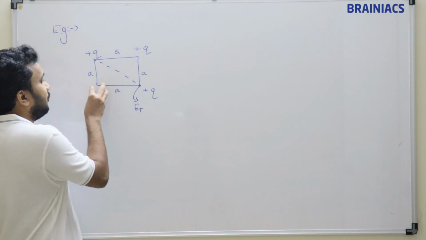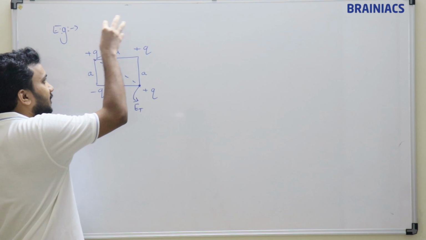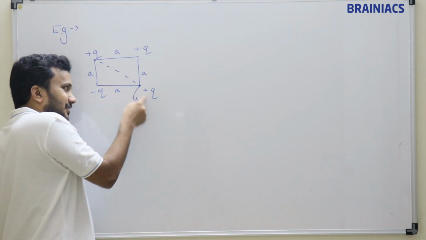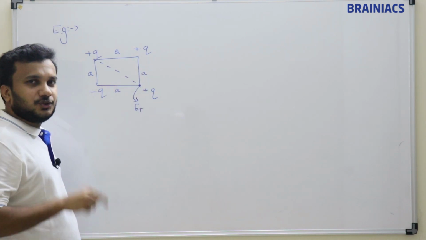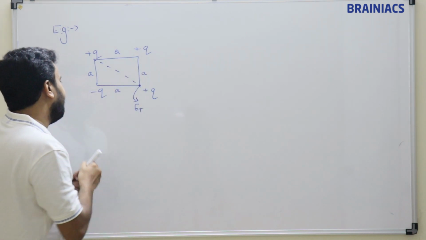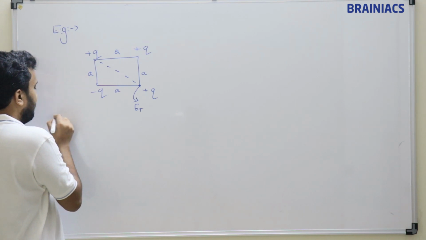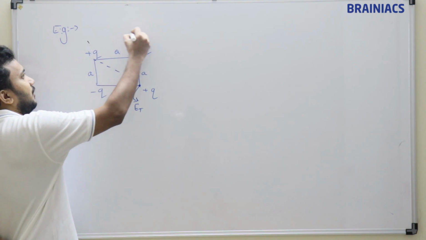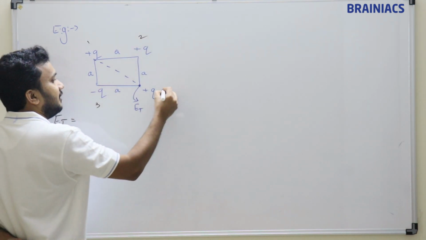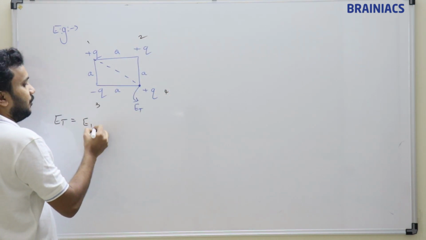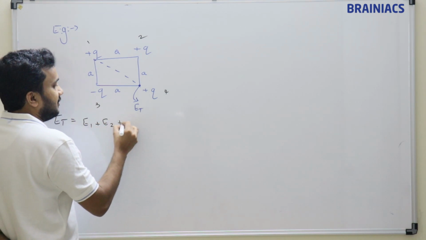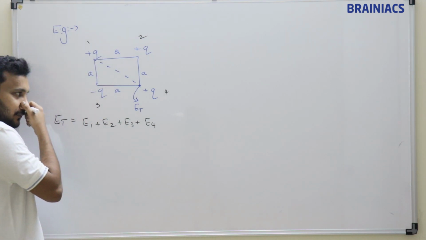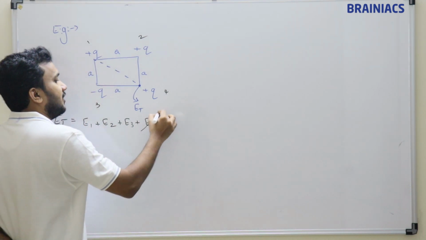Electric field due to minus Q, electric field due to plus Q, electric field due to plus Q, electric field due to plus Q. This plus Q charge is at this point itself. So what are the equations of electric field? Now I'll say the total electric field intensity will be equal to, this I am giving as 1, 2, this is 3, and this is 4. Electric field due to the first charge, second charge, third charge, and fourth charge. Electric field due to the fourth charge is 0.